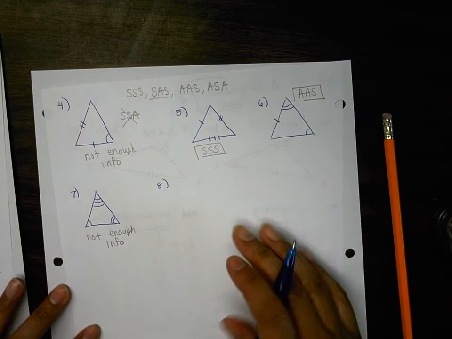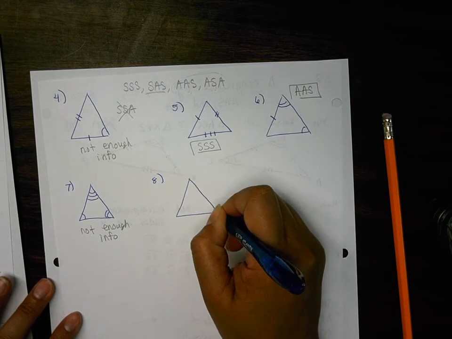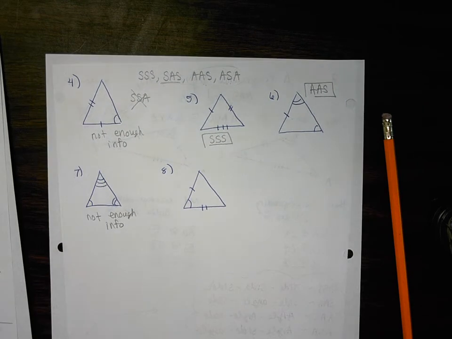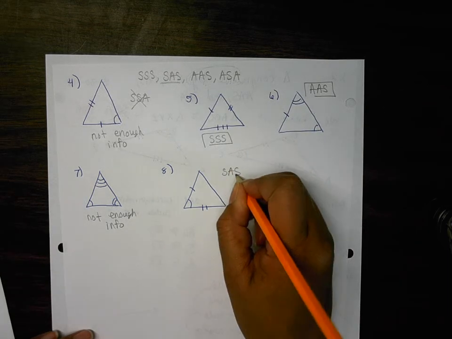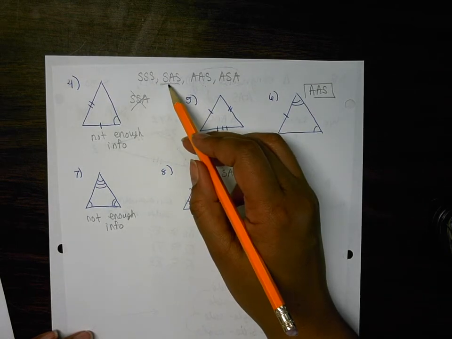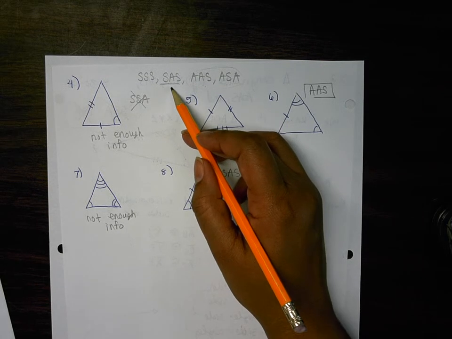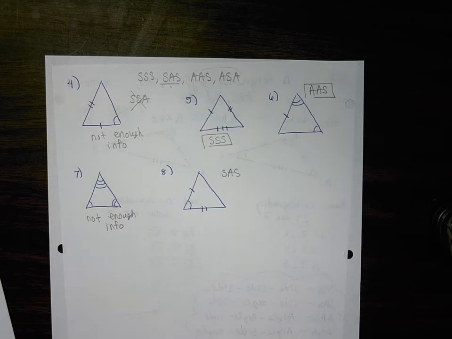Number 8. Okay, what is it? SAS. Okay, let's see if it's SAS. I have 2 sides and 1 angle. That leaves me with this. The only way I can use this is if the angle is what? Included or not included? And is it included? Yes.